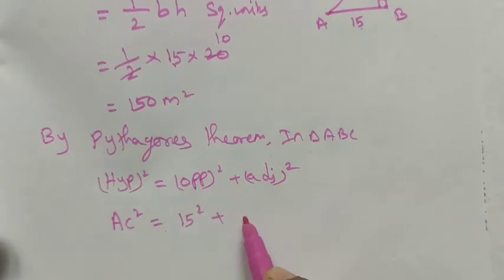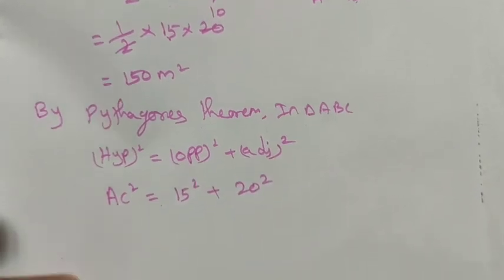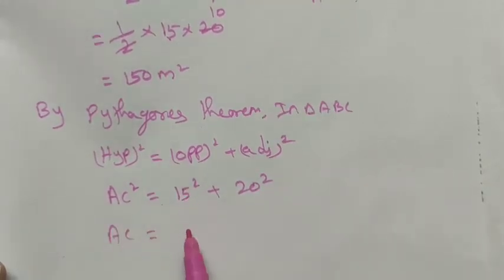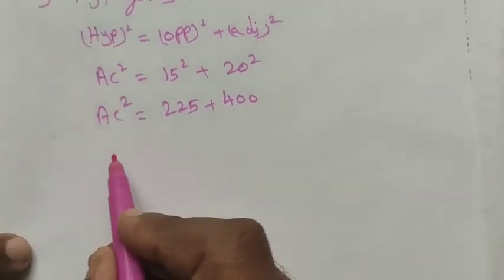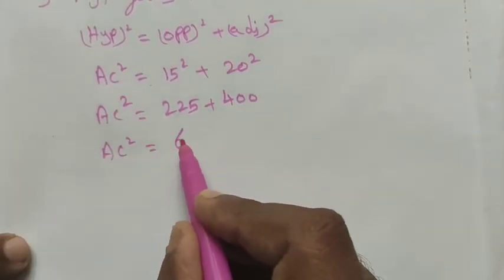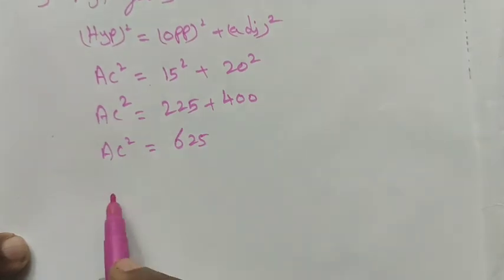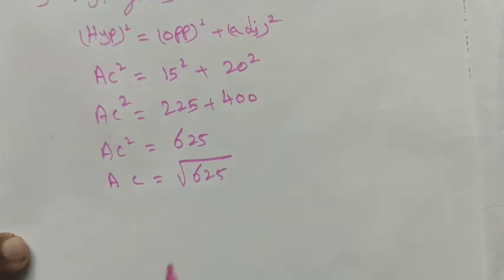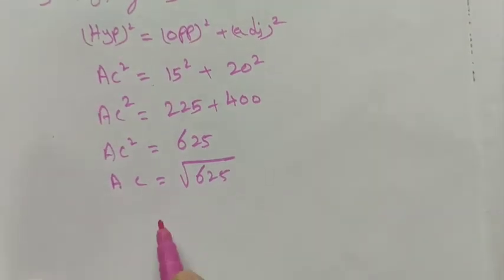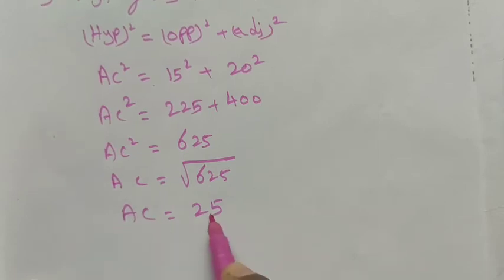So 15 square plus 20 square. So AC square is equal to 15 into 15 is 225 plus 20 into 20 is 400. Sum of this value is equal to AC square is equal to 625. So taking square root of 625. 625 is a perfect square, 25 into 25. So AC is equal to 25 meter.